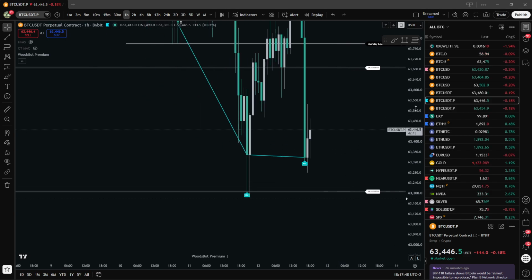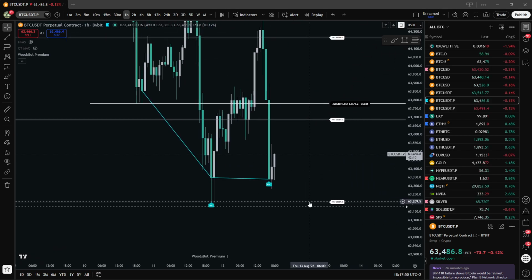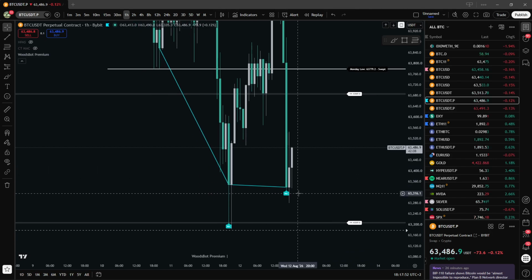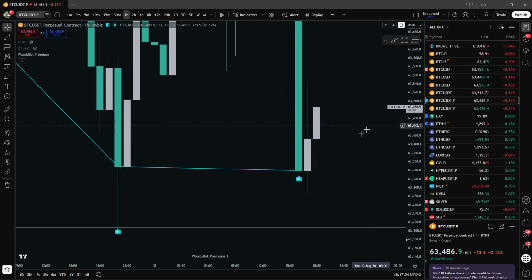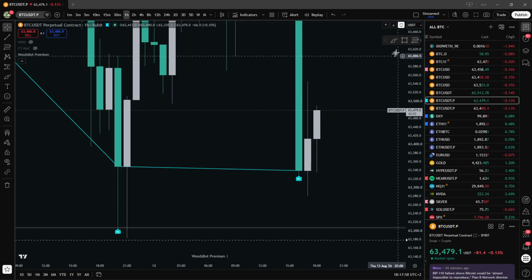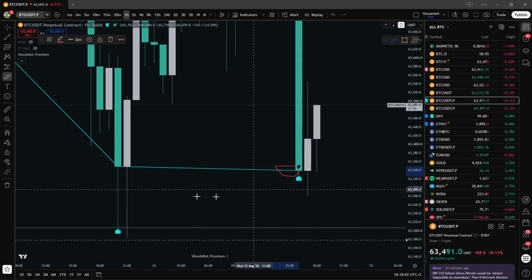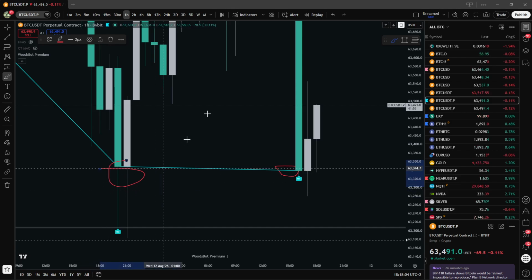Now Bitcoin did make a super tight bullish divergence. Like this is an extremely small bullish divergence. If you look at it, the 1 hour candle barely closed below these candles, but it did make bullish divergence, only 1 hour.